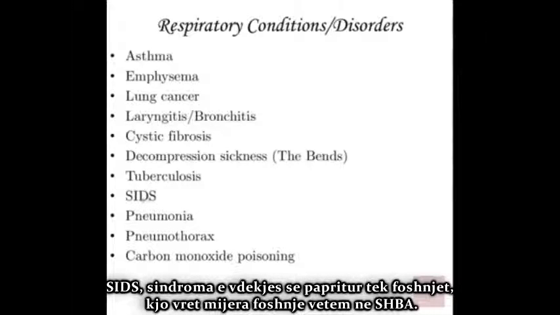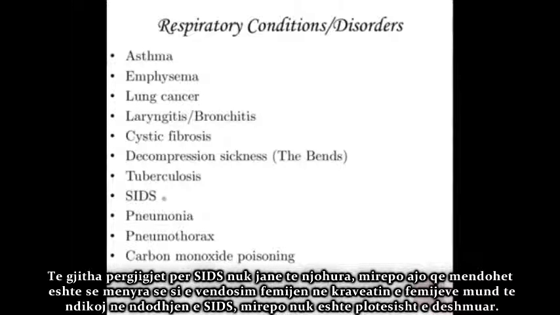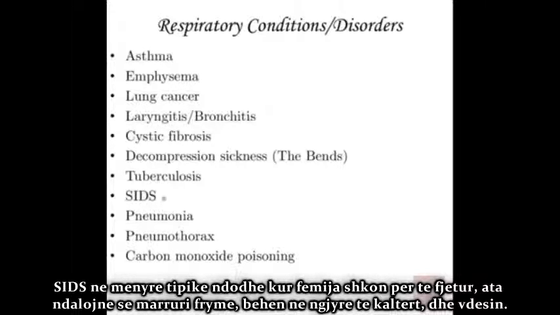SIDS, sudden infant death syndrome. This kills thousands of babies per year in the United States alone. All the answers with SIDS are not known, but what they do think is that the way you place your baby in the crib can have an effect on whether or not SIDS can happen, but it's not foolproof. So SIDS typically happens when the baby has gone to sleep, stops breathing, turns blue, and passes away.